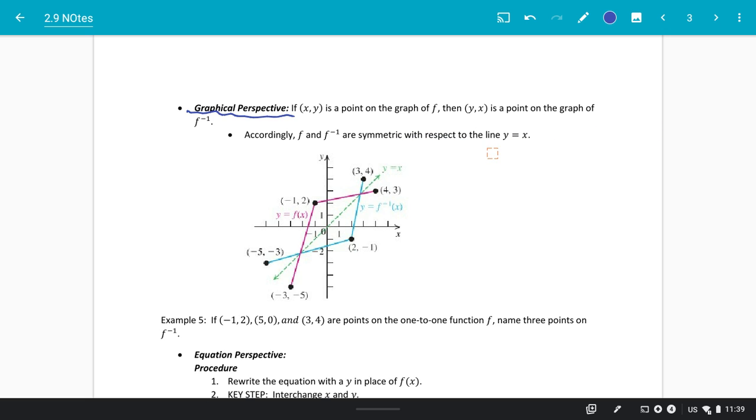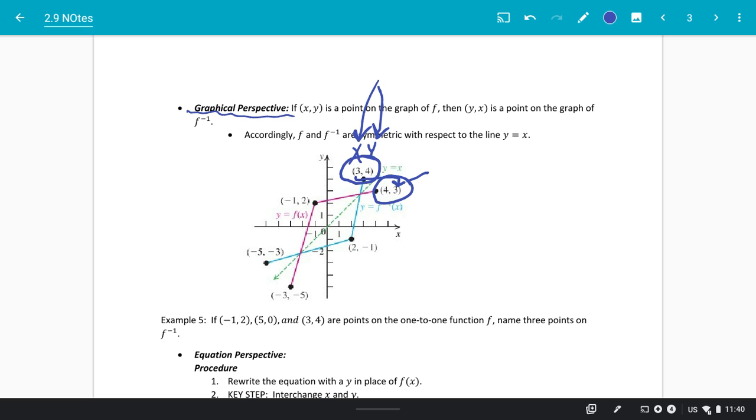Now check this out. When I say they reflect over each other, look at this point right here. (3, 4). X is 3, y is 4. The input is 3, the output is 4. We've already said when we're dealing with the inverse, those things should be what? Opposite or flipped, right? Look at the mirror image of it.